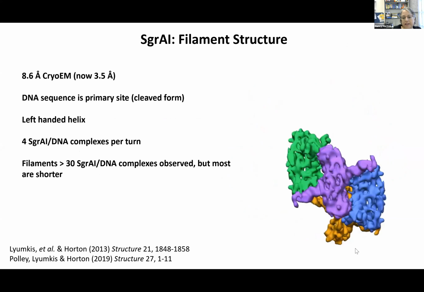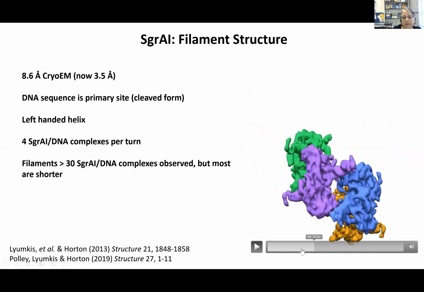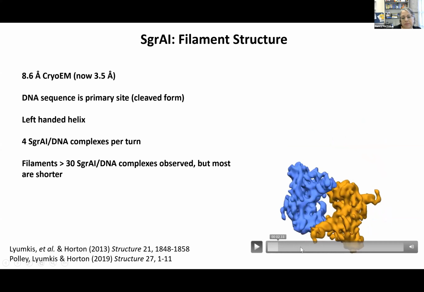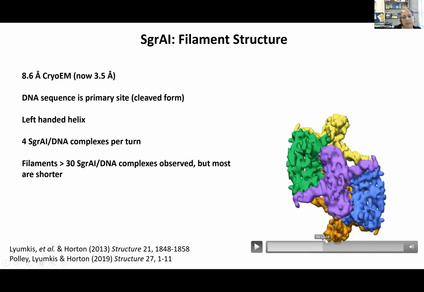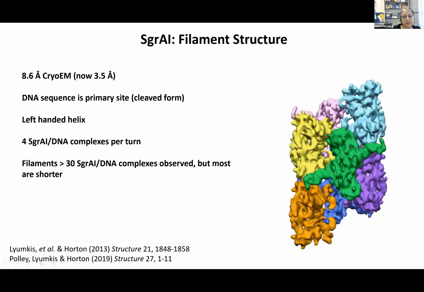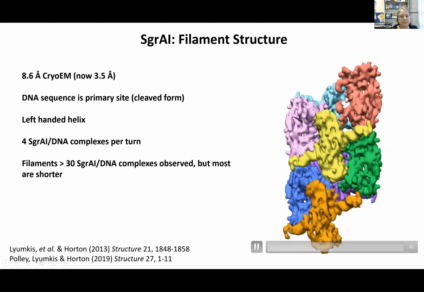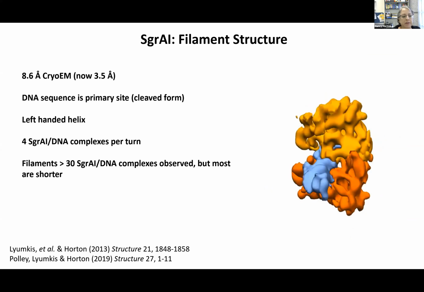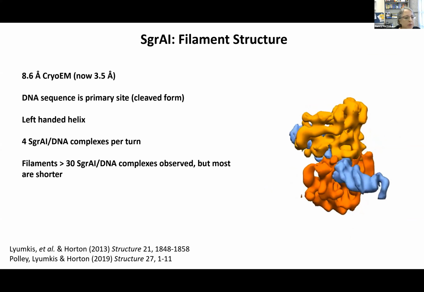And we found that it's a left-handed helix with about 4 copies of the enzyme bound to DNA per turn. The filaments can get quite large, up to 30 or more, and presumably it can grow infinitely on either end. But in at least the experimental setting, we're seeing filaments 30 or shorter.